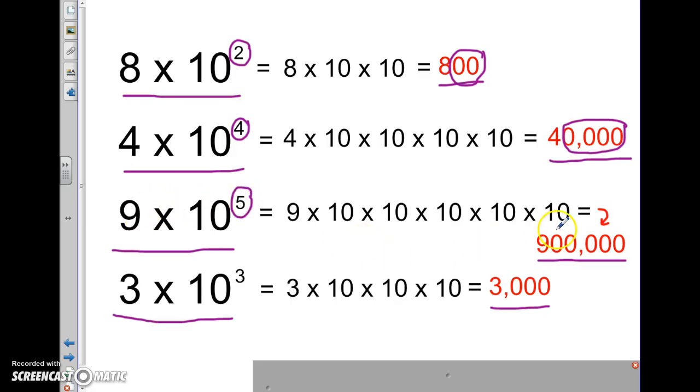Let's see if that's true. 1, 2, 3, 4, 5. Yes, it is. And 3 times 10 to the third should be a 3 followed by 3 zeros. 1, 2, 3. Okay, because we've shown it 3 or 4 different times here, we can feel pretty confident that we've proved that the pattern works every time.